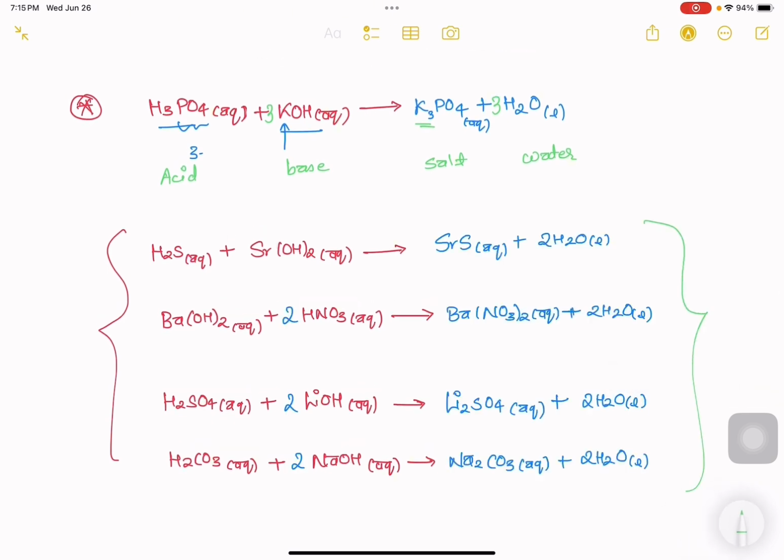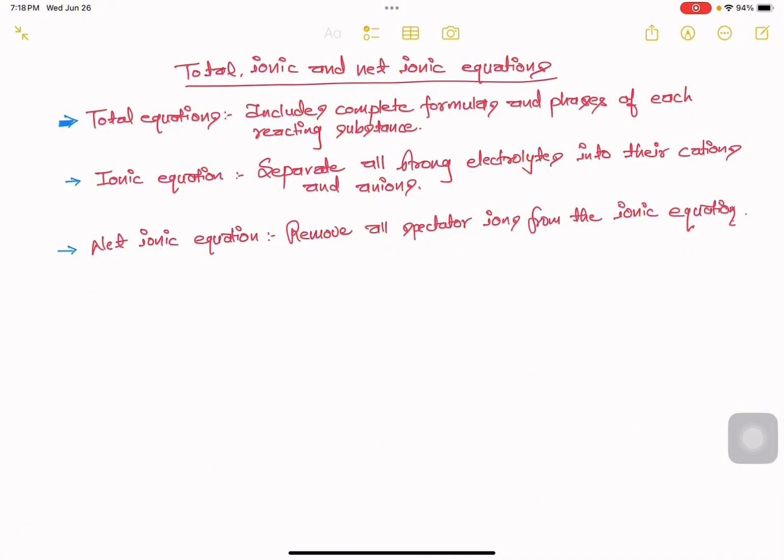Here is the answer. Now let's talk about total ionic and net ionic equations. The total equation includes the complete formula and phases of each reacting substance, which we just did. The ionic equation separates all strong electrolytes into their cations and anions, and for the net ionic equation, remove all the spectator ions from the ionic equation. I have already talked about this in my previous precipitation video where we did an example for the precipitation reaction. Here we are going to work on acid-base reactions.